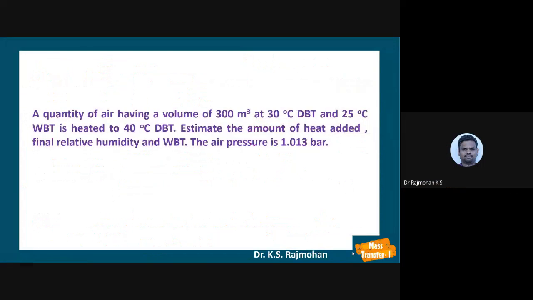Other extra numericals you can practice: a quantity of air having a volume of 300 meter cube at 30 degrees Celsius dry bulb temperature and 25 degrees Celsius wet bulb temperature is heated to 40 degrees Celsius dry bulb temperature. Estimate the amount of heat added, final relative humidity and wet bulb temperature. The air pressure is 1.013 bar.